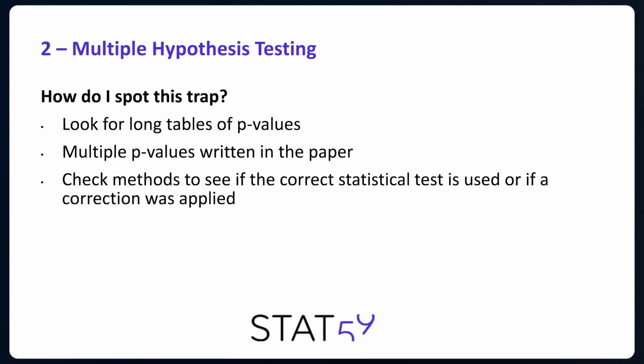It is not good statistical practice to simply have a long table of p-values without any compensation for the multiplicity of them. So how do you spot this trap? Well, when you're reading through research, look for long tables of p-values or multiple p-values written in the paper. And if you see those, check the methods to see if some sort of correction for the use of multiple statistical tests was used. If not, then this is a big quality trap.